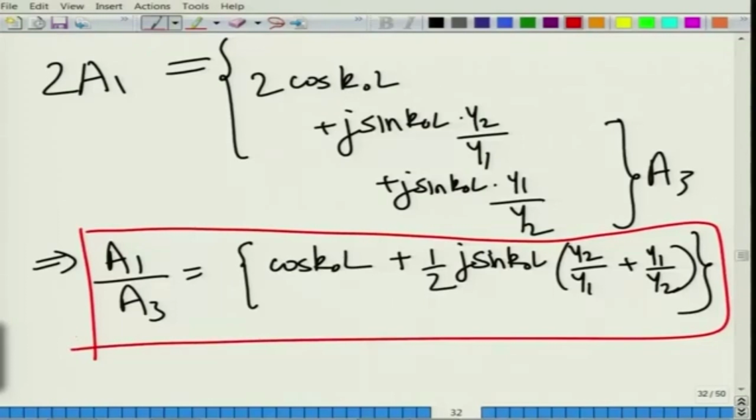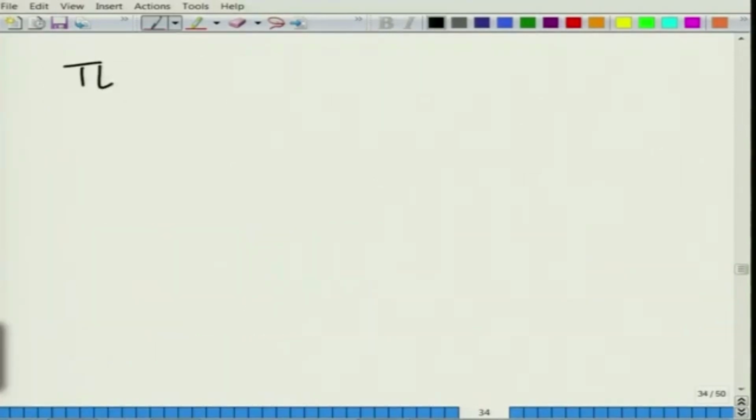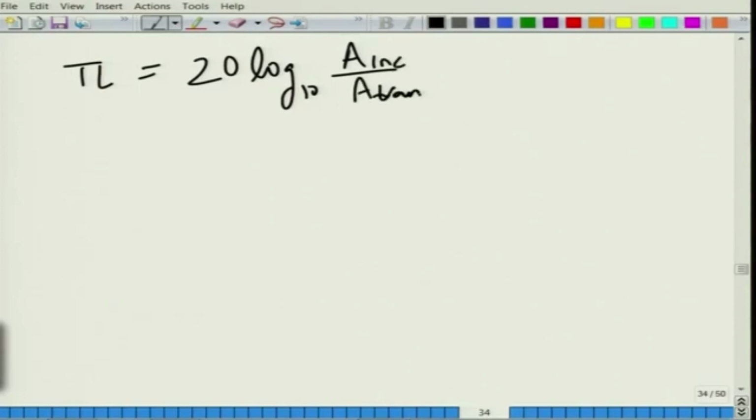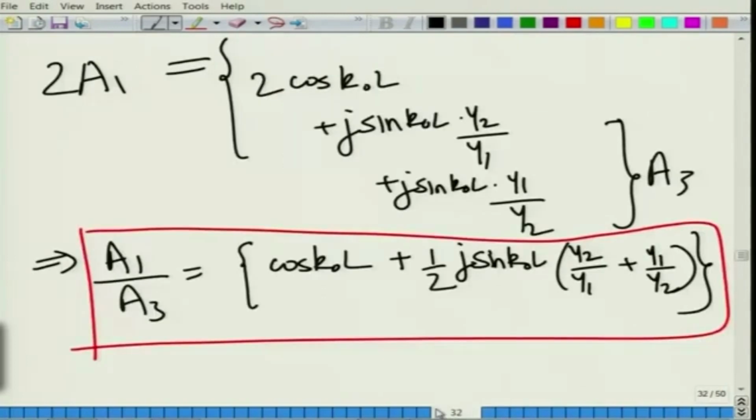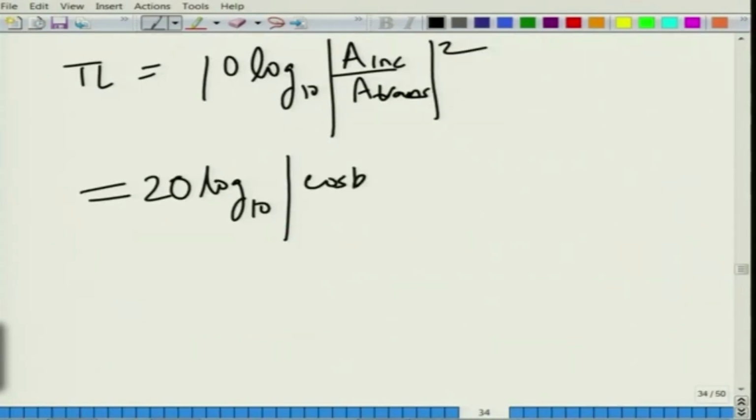Now, let us see what happens after this. We need to worry about that as well. Transmission loss, if you recall, was defined as 20 log 10 of A1 by A3, the incident wave by the transmitted wave, isn't it? Or it was just 10 times the square, whatever form is convenient to you. Right now, it is something like the mod of this entire thing, cos of k naught L plus j sin k naught L times this.